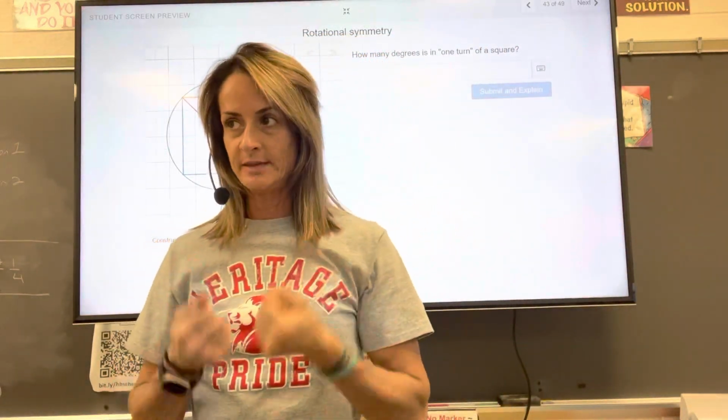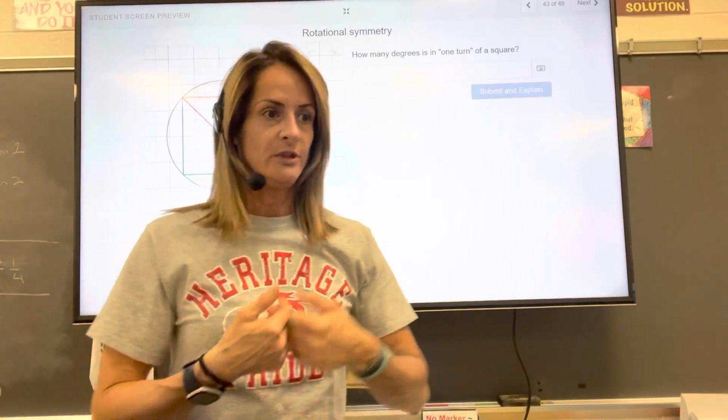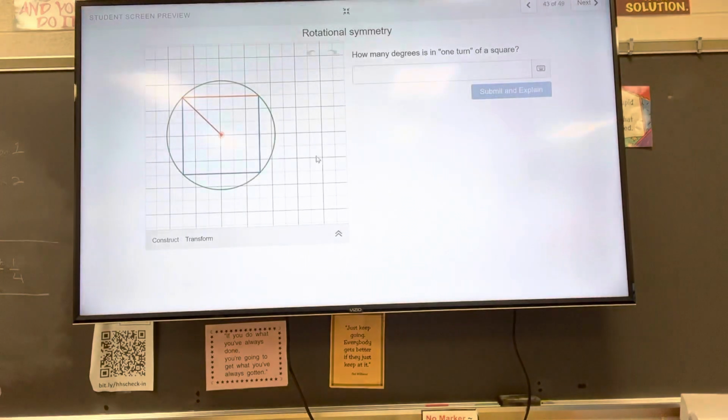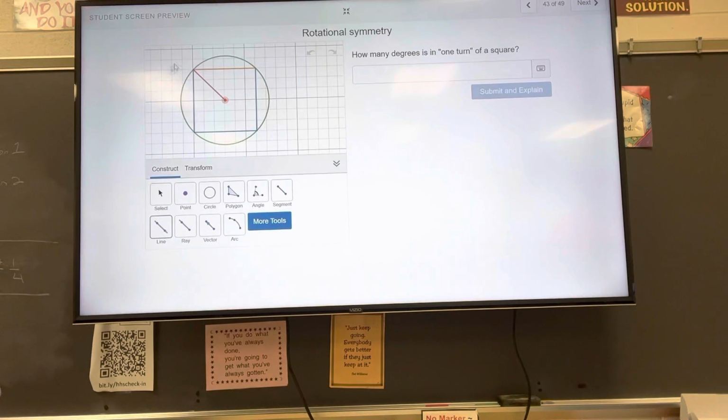Rotational symmetry is if you have a figure and you rotate it a certain number of degrees and it maps onto itself. It looks identical. So this figure, let's draw the lines of reflection first. If I go construct and line and just draw a couple. There we go. Actually, how do I remove it? Oh, there we go. Okay.